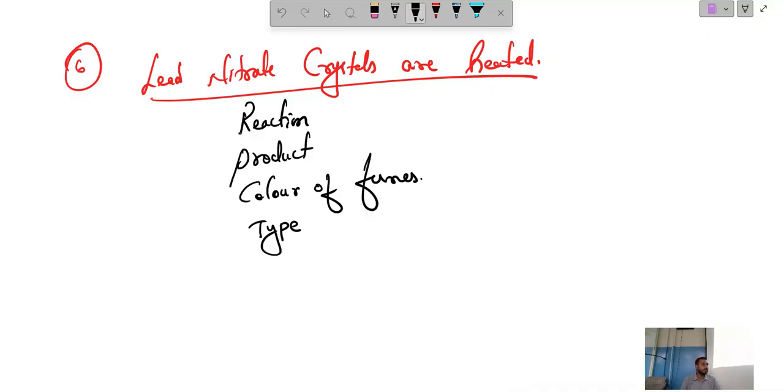Lead nitrate crystals are heated. Same way, here also, in case they want to ask any question based on the activity, they may ask you to demonstrate this. Briefly explain the activity when lead nitrate crystals are heated. जब lead nitrate crystals को जब हम हीट करेंगे तो उसमें क्या होगा? क्या ऑब्जर्व किए? What did you observe?